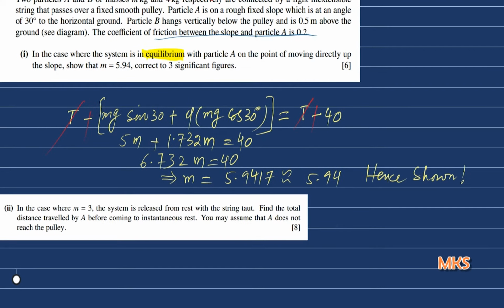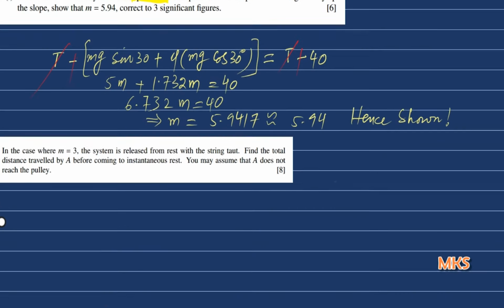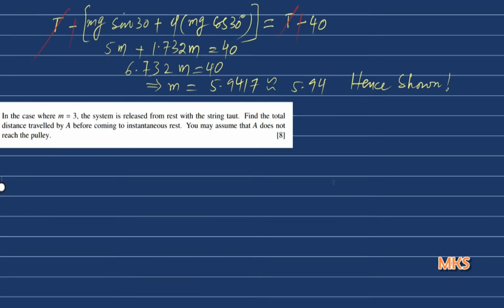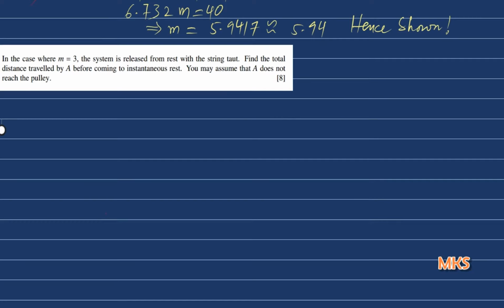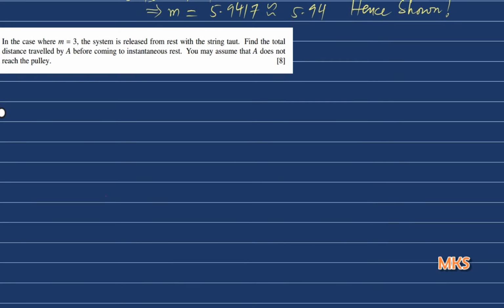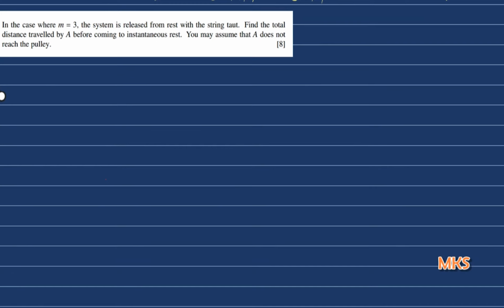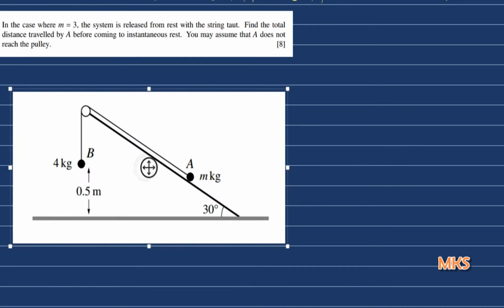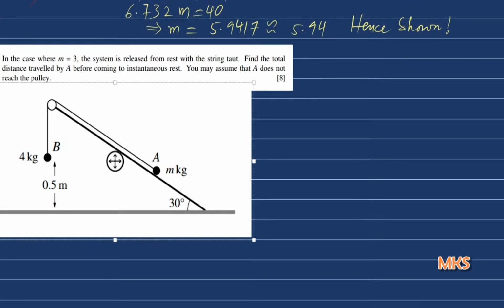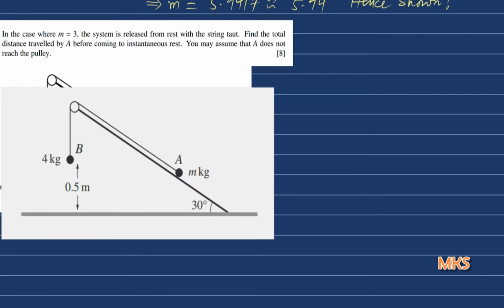The second part of the question is in the case where m is 3, the system is released from rest with the string taut. Find the total distance traveled by A before coming to instantaneous rest. You may assume that A does not reach the pulley. The first thing we need is the diagram. Let's have the diagram. चलें जी, ये diagram है, मैंने दोबारा इसको copy और paste कर दिया.